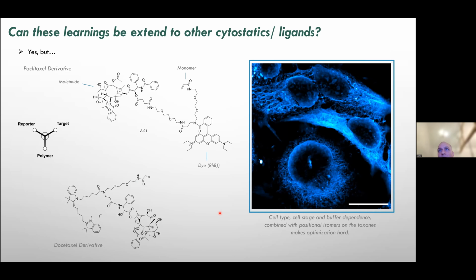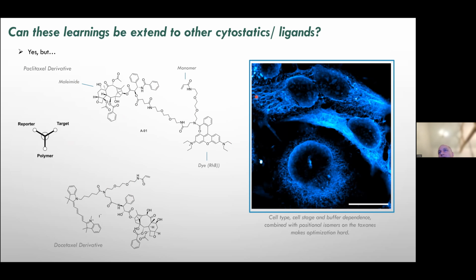So can we take these learnings and do some other small molecule ligands for the cell? The answer is yes, but it's not so clear-cut as with the actin. Because you would say, let's simply exchange the phalloidin for a taxane derivative. So as in this case, you have paclitaxel, or here you have docetaxel. And again, you have the monomer, you have the signaling moiety here, in line with our overarching design. You add it to the cell and you expect to see microtubuli. And yes, that's true, but it's not clear-cut.